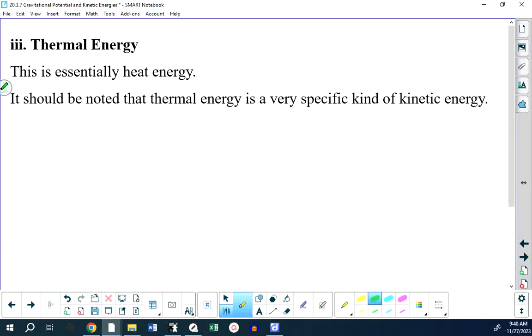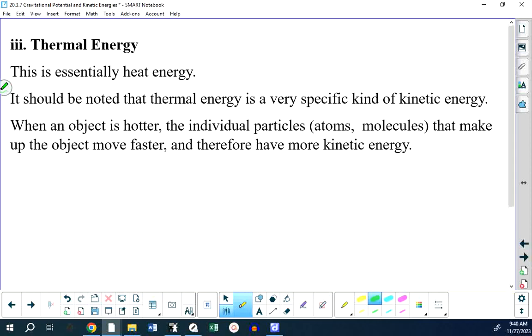Well, it's a type of kinetic energy. It's a very specific type of kinetic energy. When an object is hotter, all of the molecules within it, or atoms, if it's a piece of metal, say, and doesn't have molecules, are moving faster. But they're not all moving faster in the same direction.